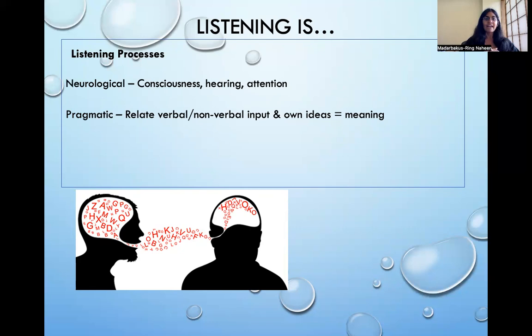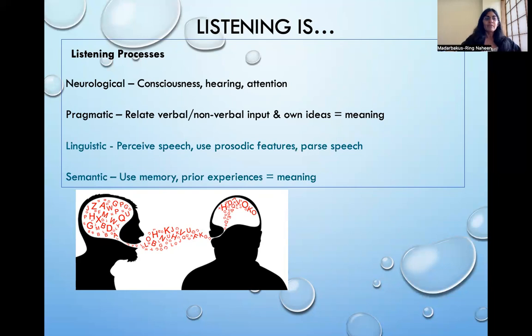Pragmatically, we are looking at how we can relate verbal or non-verbal input to our own ideas. So thinking of pre-existing ideas to then formulate some kind of meaning. Linguistic and semantic processes are the other 2 processes involved with listening, and these are perhaps more familiar in the classroom. So linguistically, we're looking at how we perceive speech in the input, how we use prosodic features such as intonation or stress, and then how we parse speech or break it down to listen to it.